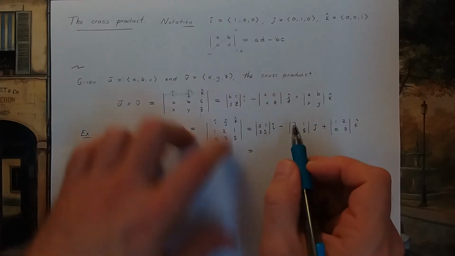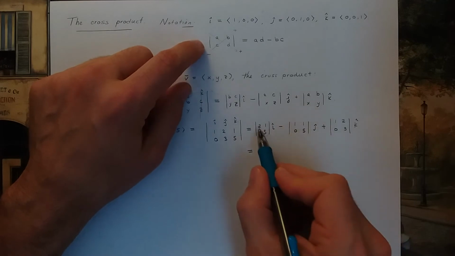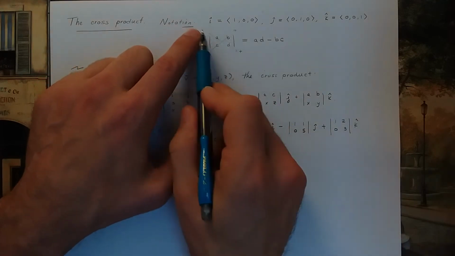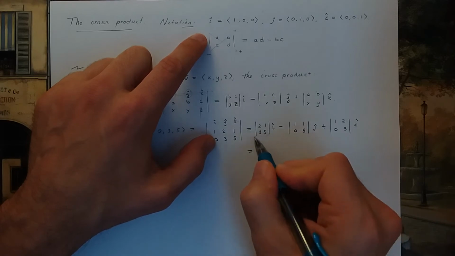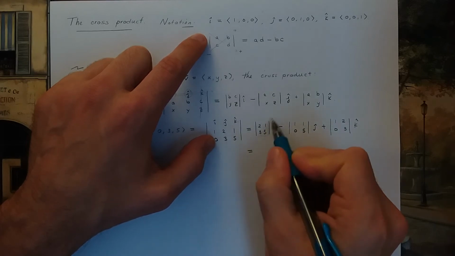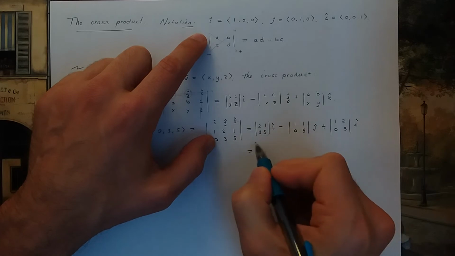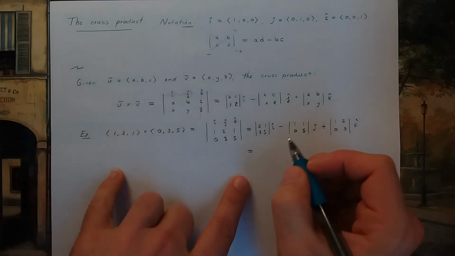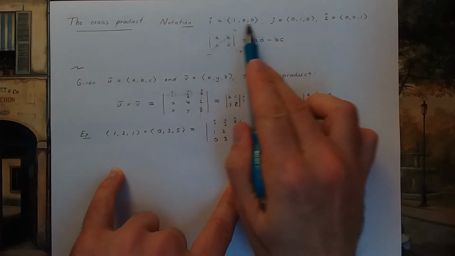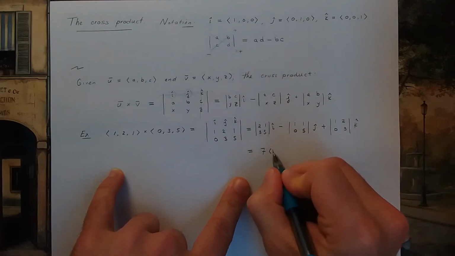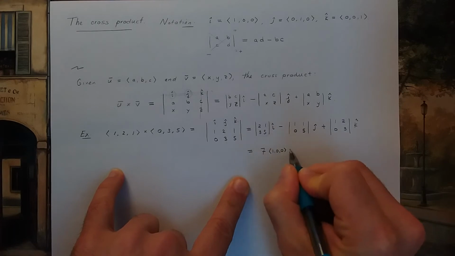When you do this 2 by 2 determinant, you do the product of the diagonal entries, so 2 times 5 minus 3 times 1. So I'm going to get 10 minus 3. That'll be 7i. And I remember i is this unit vector 1, 0, 0. So I'll write that down here.